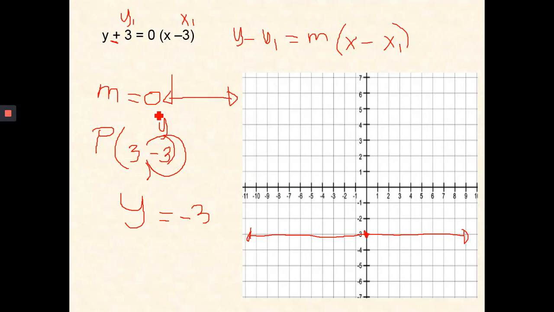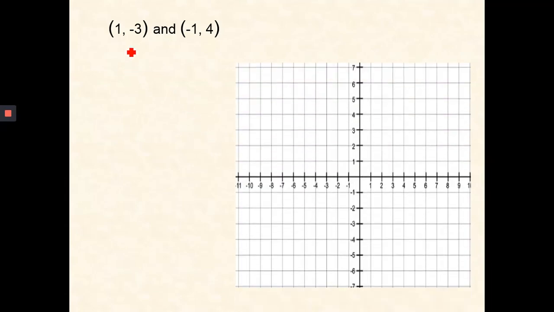You need to bear in your minds that if your slope is 0, the line is horizontal. And in order for you to graph it, just graph your y. Okay? The next one we have here. You do not have your slope, but you just have a point. So what are you going to do? Just simply, you're just going to graph the 2 points.